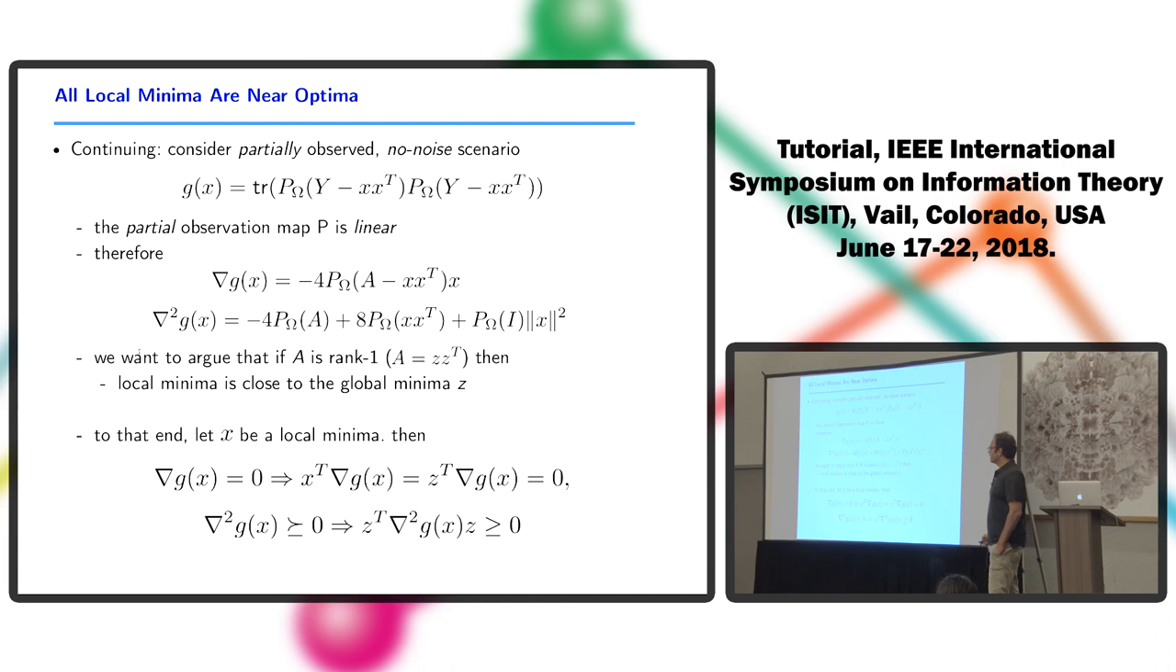Now we want to argue that if A is rank one, so I'm going to assume a further condition on A, because remember, I'm trying to recover a low rank matrix from noisy observations. So I'm going to assume some structure on A, and in this case I'm going to assume the best structure I can, which is a rank one matrix. And I'm going to utilize the condition that a local minimum has these properties, and use these properties to argue that any local minimum is close to this Z.